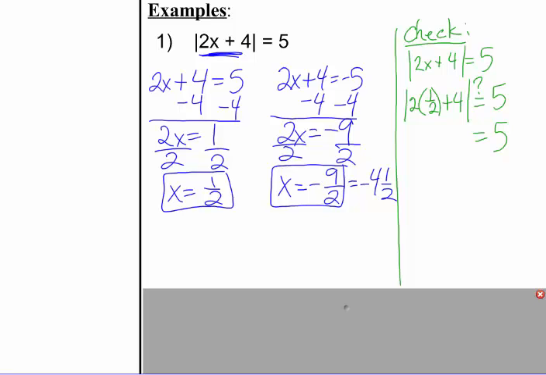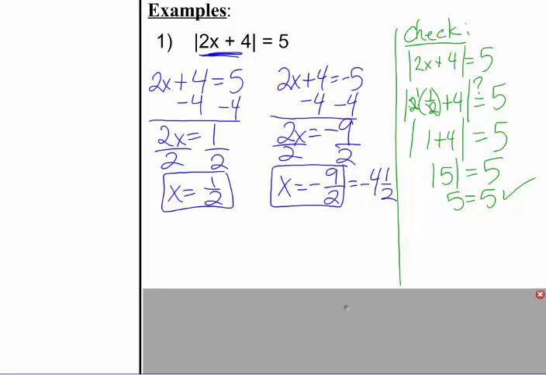So inside the absolute value, 2 times 1/2, 2 goes into 2 one time, so 1 times 1. That's 1 plus 4 inside the absolute value. Then 1 plus 4 is 5. Don't forget, we haven't taken the absolute value of the 5 yet. We're going to do that next. 5 is equal to 5, so that one does work.